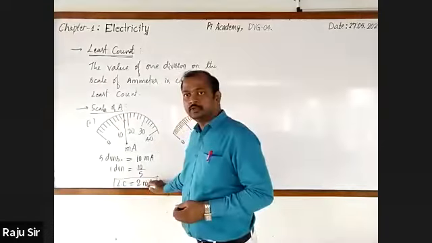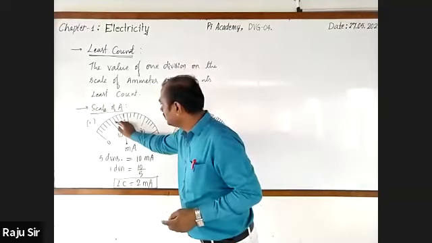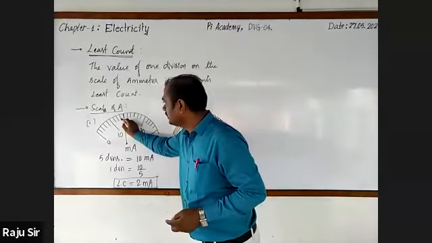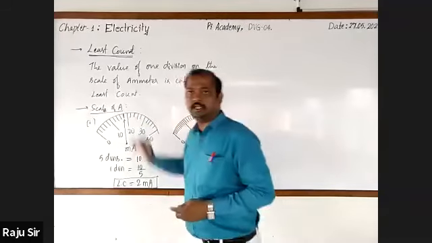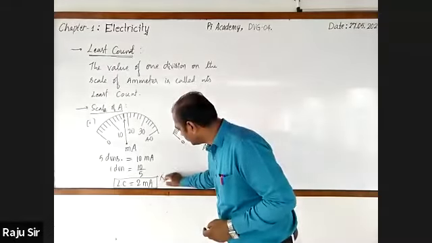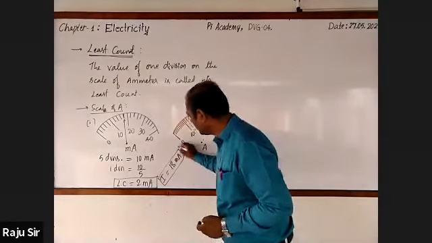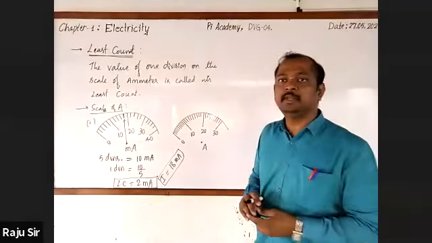Because we know that the least count is 2 milliamps. One division value is 2 milliamps. Here 10, 12, 40, 60, 80. Did you understand? Yes, sir. Okay. And below this you write I is equal to 18 milliamps.